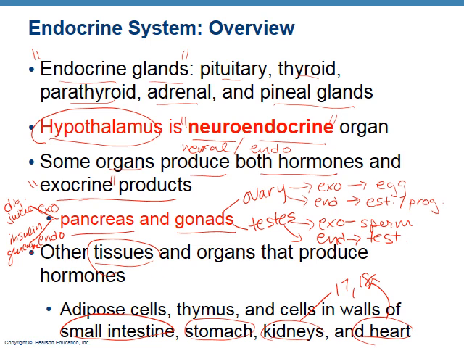So again, another study tip, don't do the learn and purge. This endocrine chapter is hard, but it will continue throughout the rest of the semester. So basically every chapter after chapter 16, we're going to talk about some hormone that affects that particular organ system.